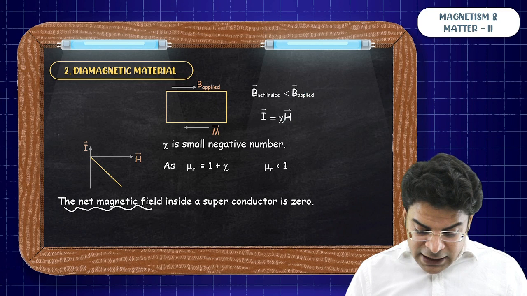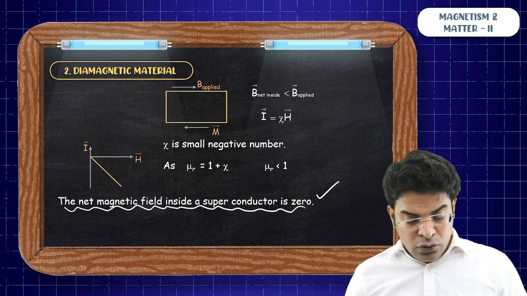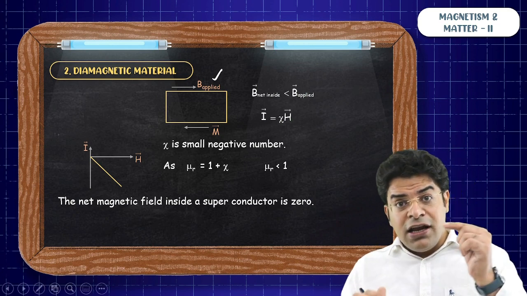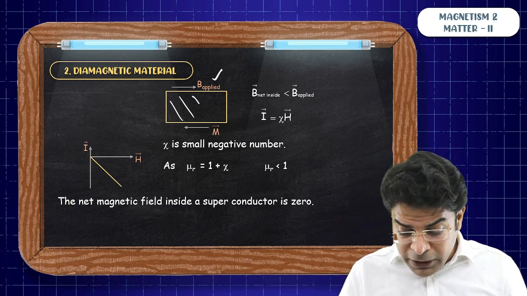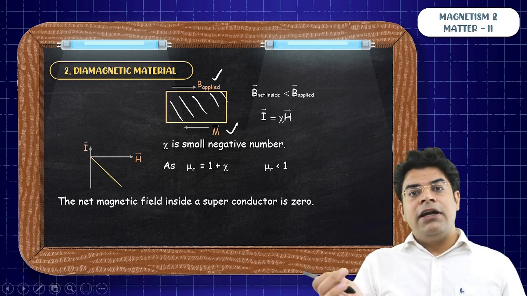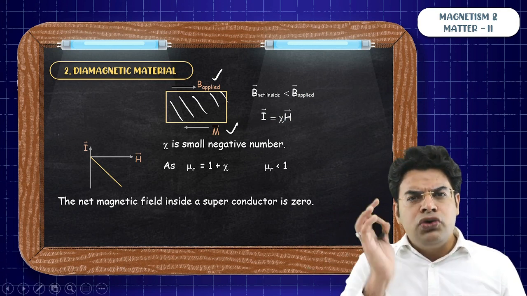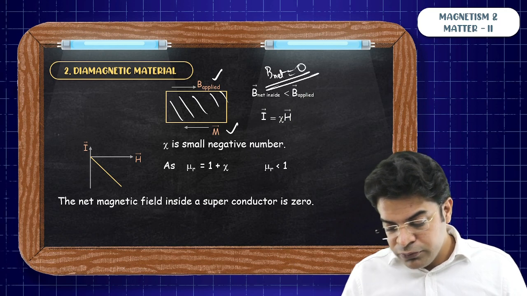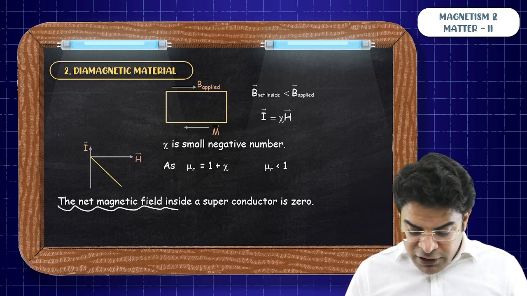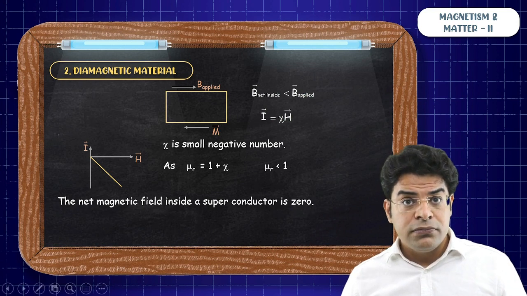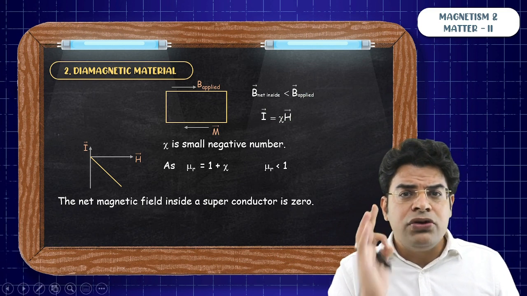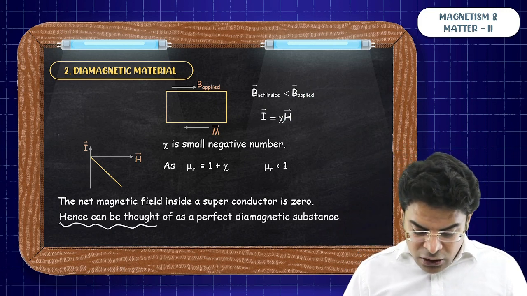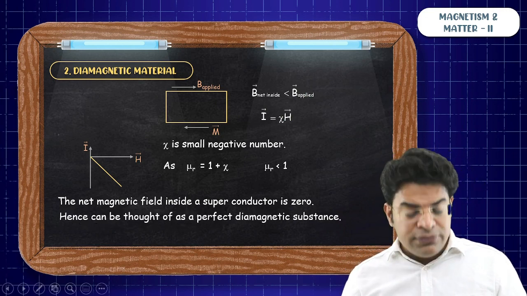So the net magnetic field inside a superconductor is 0. Yes, if you apply an external magnetic field to a superconductor, the magnetic moment developed in the opposite direction is so large that the net magnetic field inside it becomes 0. A superconductor can be thought of as the best diamagnetic material, the perfect diamagnetic substance.